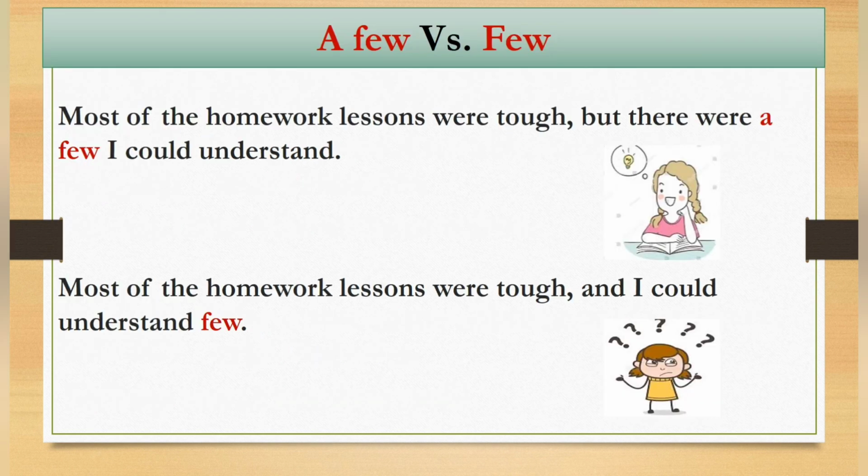Let's look at another example. Most of the homework lessons were tough, but there were a few I could understand. Versus, most of the homework lessons were tough and I could understand few. Again, the first statement says that while most of the lessons were tough, there were some I could understand. And the second statement on the other hand says the exact opposite, since most of the homework lessons were tough and I could understand few, hardly any of them.